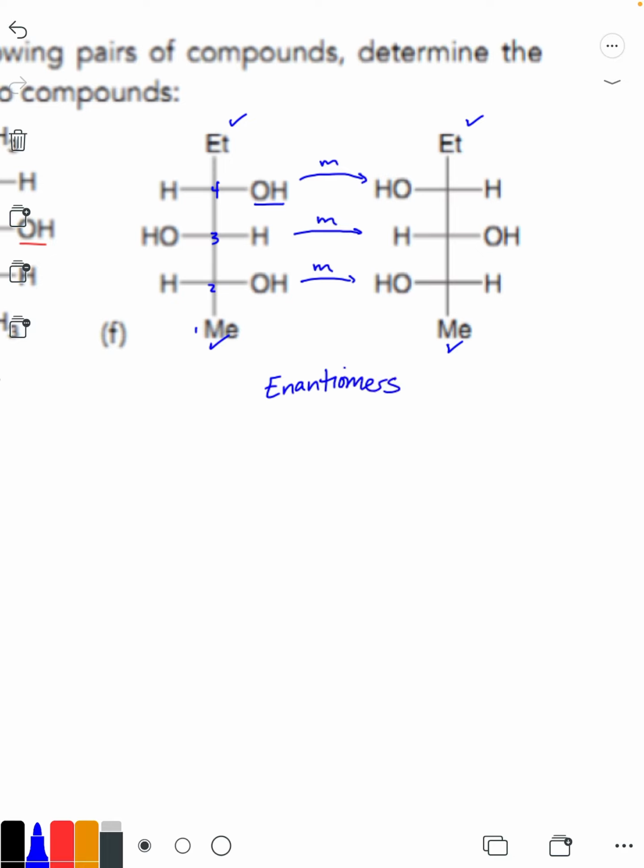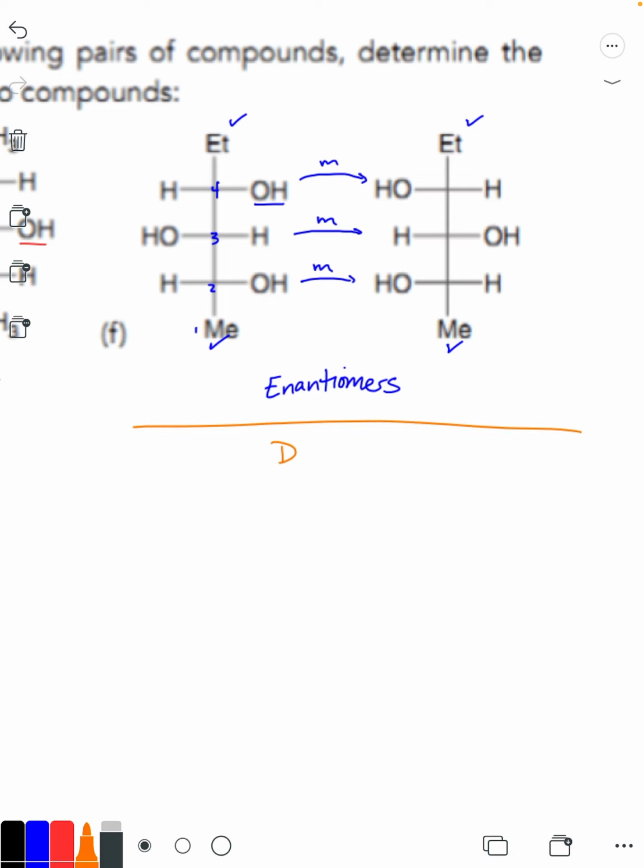Remember, enantiomers means that every single stereocenter in the molecule has a mirrored configuration. So if I have 2 stereocenters, both of them are mirrored. If I have 15 stereocenters, all 15 of them are mirrored. Those are enantiomers. Anything short of that would be called a diastereomer. And so we'll take a minute here just to draw that out.